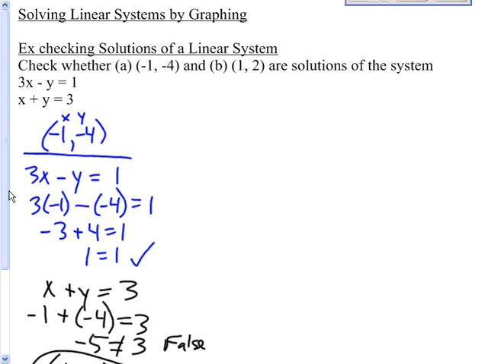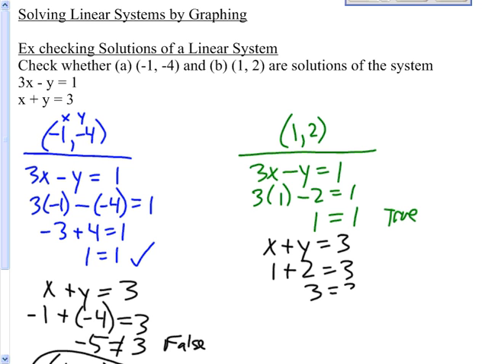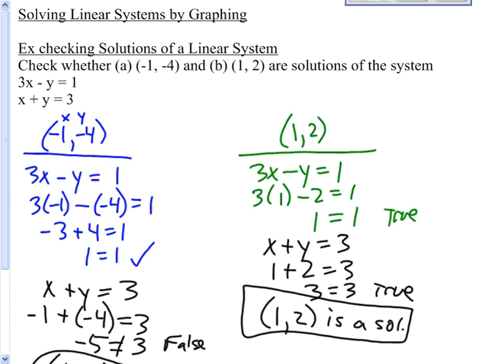Let's go back up. Now let's check the (1, 2). Let's see if that one is a solution. 3x minus y equals 1. Throw in x and y. Oh, that works. True. All right, now we plug it into the other one. x plus y equals 3. 1 plus 2 equals 3. Hey, that works, so true. Since it's true and true, that's what we have to have. It has to satisfy both equations. (1, 2) is a solution to this system of equations.